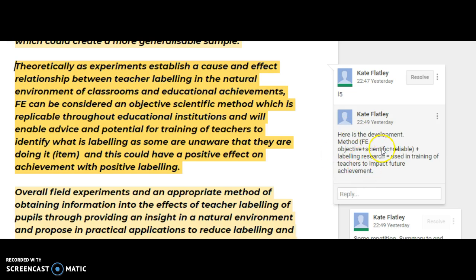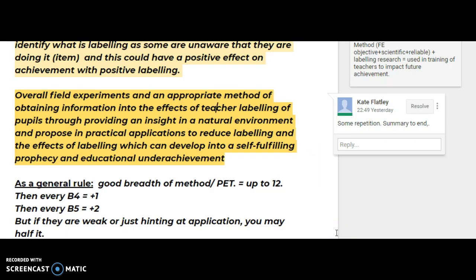So the development of the method here, she has tried to do it to say that with methods which are quantifiable, they tend to be used as further advice. Governments might use them in teacher training or whatever, and she's implying that this could be a strength of a field experiment, so she's got a little bit of a level 5 there. The student has ended the answer with an overall statement that field experiment is appropriate. You can see the effects. It's in a natural environment, so it's a little bit of a summary. There's no further points that are given, a little bit of repetition.